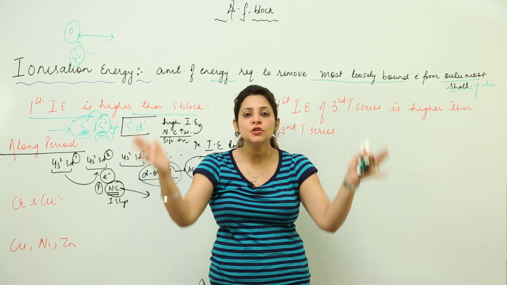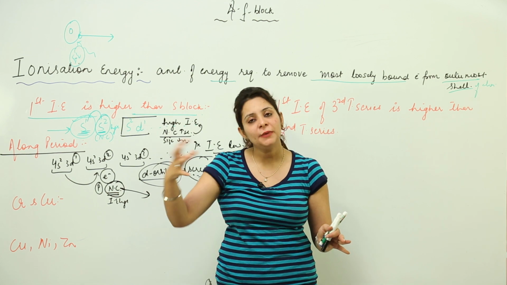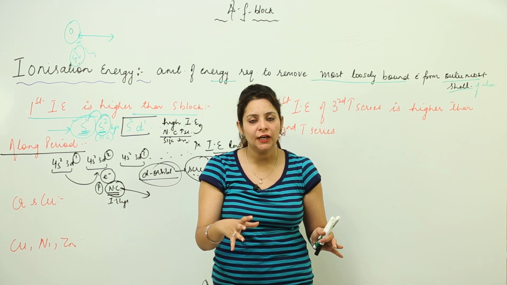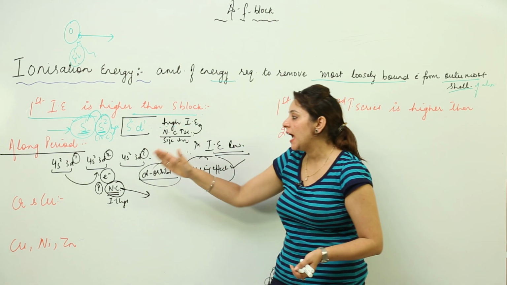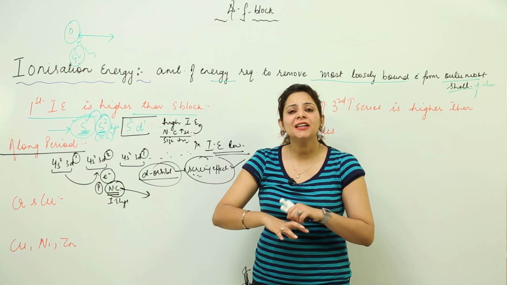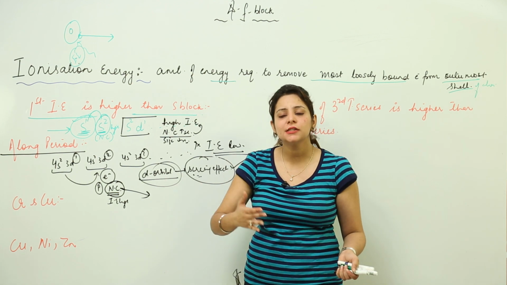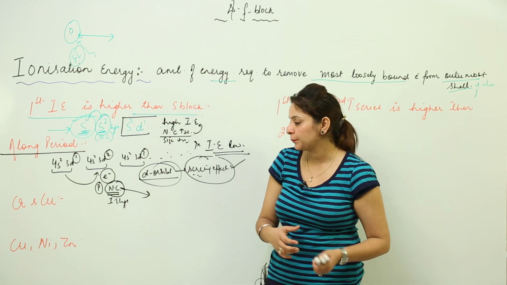So that means the outermost electron is not tightly bound by the nucleus, and we definitely need to supply energy to take out the electron, but that energy is comparatively low. So as we move along the period, the ionization energy is increasing, but the increase is not a marked increase. There is a slow increase in the ionization energy due to the shielding effect.